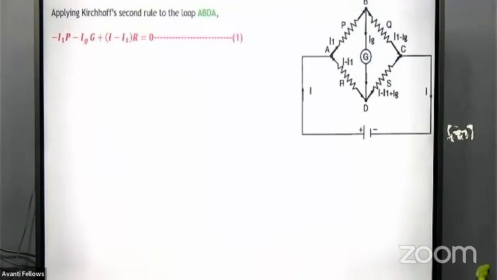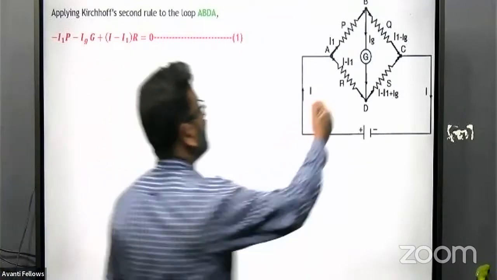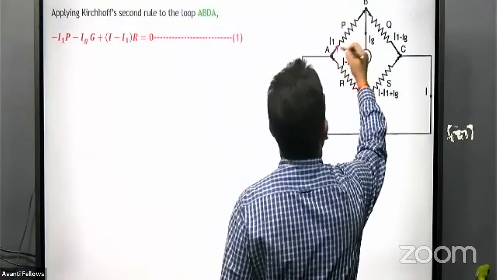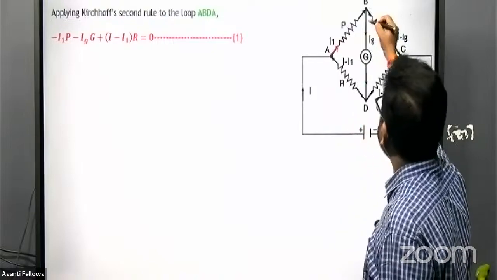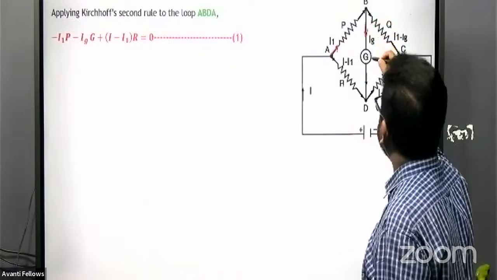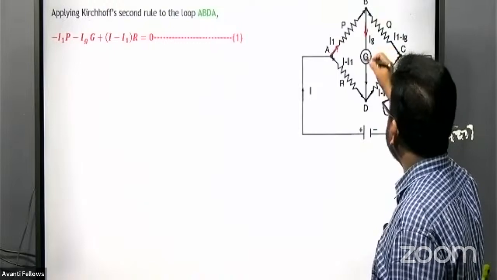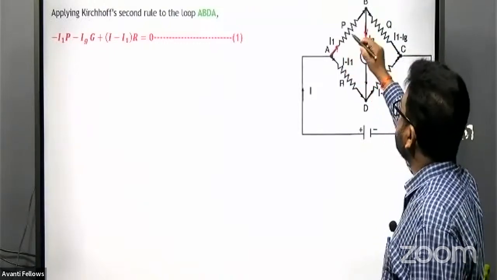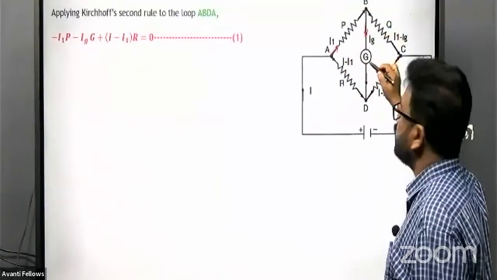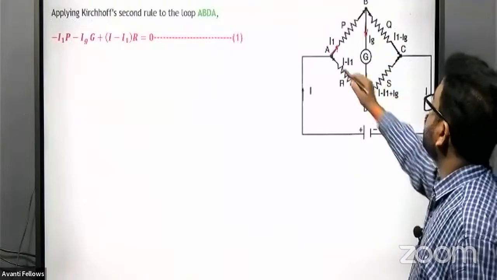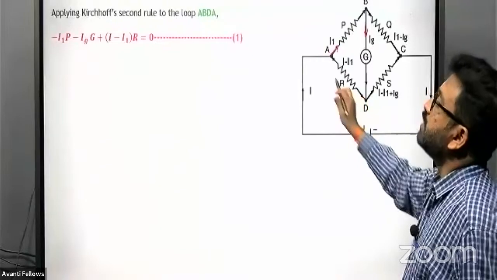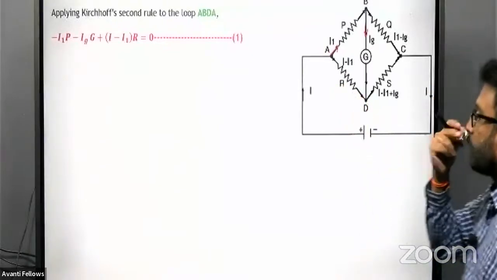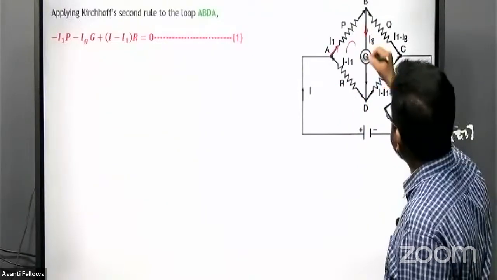First one is I1P. The current is going up, so it is minus I1 multiplied by P. Then the current direction is like this, so minus Ig multiplied by G. Remember, minus I1 multiplied by P minus Ig multiplied by G. Then it is going opposite to the direction of current, so it becomes plus I minus I1 into R. So this is the loop we are considering.